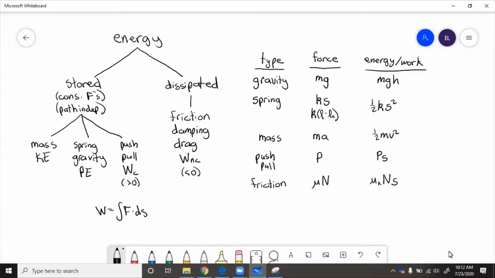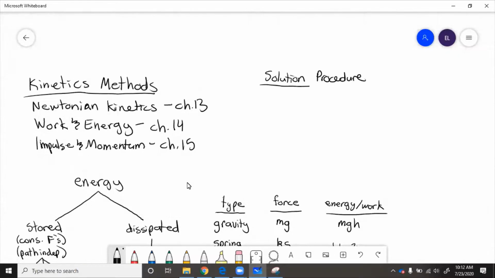Now, to review the problem solving procedure. The first step is always draw the diagram. This is going to be a free body diagram for the Newtonian kinetics or the work and energy. And for the impulse and momentum, it's just going to be a picture of the problem.